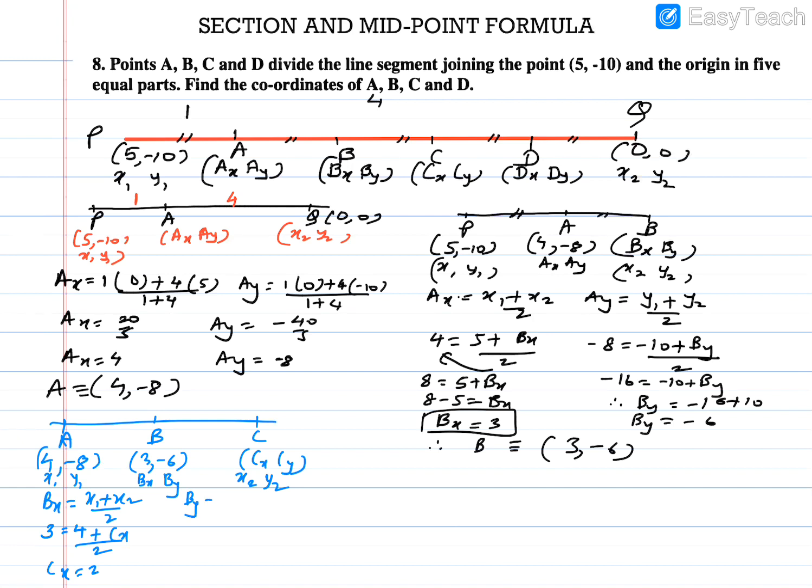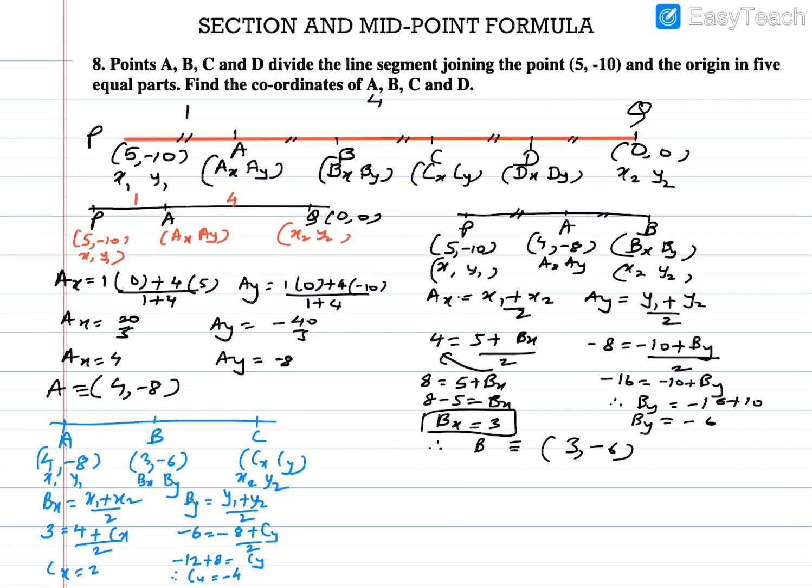And again same way by. By will be equals to y1 plus y2 upon 2. By is nothing but minus 6. By is minus 6. Y1 is minus 8. Y2 is unknown upon 2. Minus 12 plus 8 equals to y2. When you solve, you will get y2. But what is y2? I will write y2 as cy. So this will be cy. Therefore cy is minus 4.